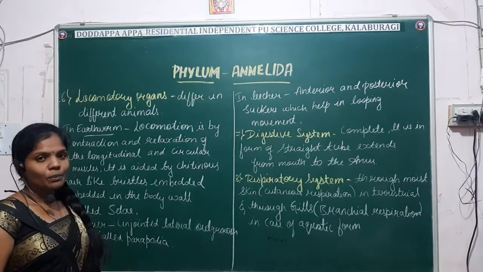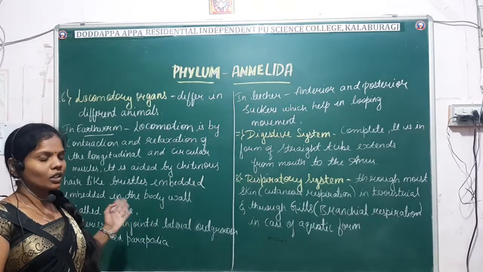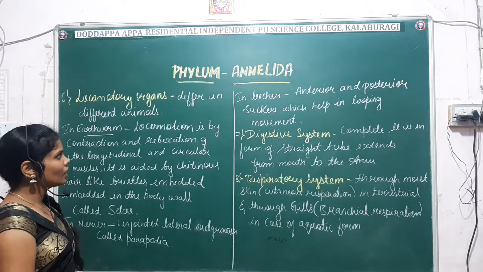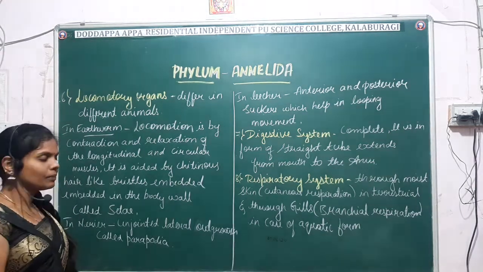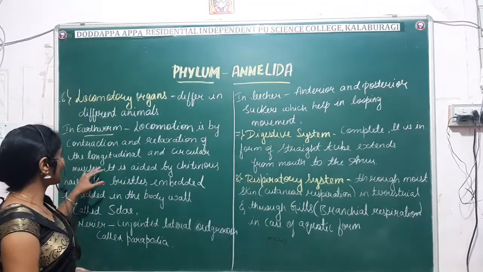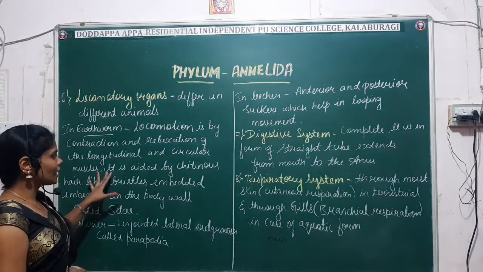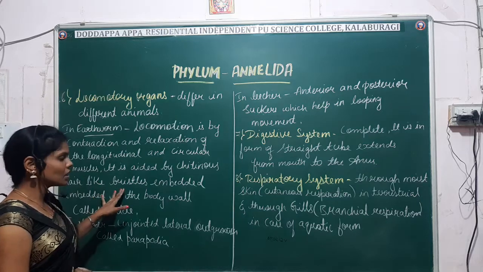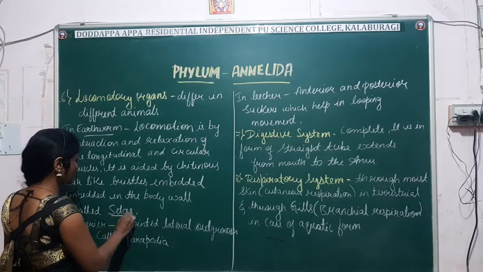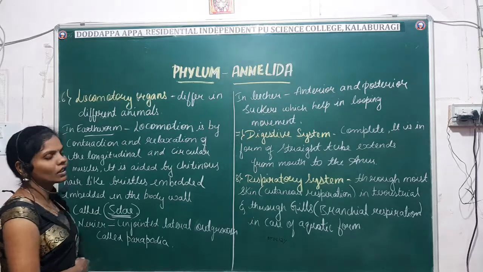So, what type of locomotor organs does the Annelida exhibit? Here you can see that different types of locomotor organs are present in the Annelida depending upon their mode of habitat. Generally in the earthworm, locomotion takes place by the contraction and the relaxation of longitudinal and circular muscles. It is aided by the chitinous hair-like bristles which are embedded in the body wall, which are known as setae. So generally setae are known as the locomotory organs of the earthworm.